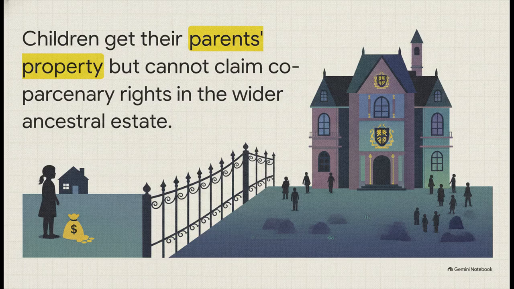Even if the marriage is technically void, the child is still legally legitimate. They are absolutely entitled to inherit their parents' property. However, and seriously underline this in your notes, they cannot claim coparcenary rights in the wider ancestral estate. So they get their parents' share, sure, but they don't get a seat at the extended family's ancestral table. It's a smart way to protect the child without completely tearing up traditional property laws.